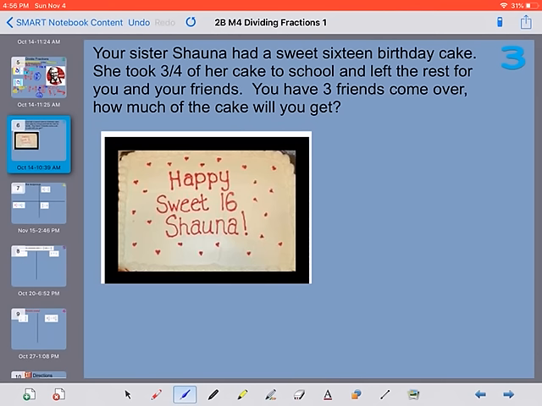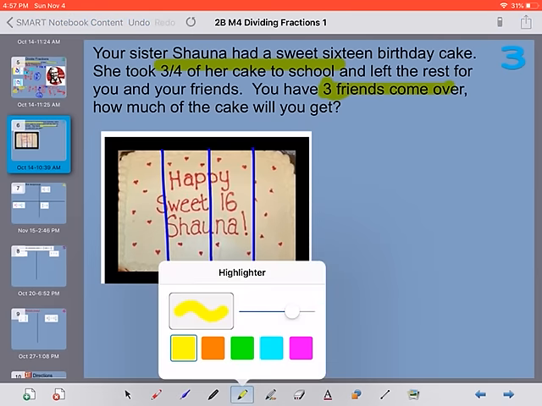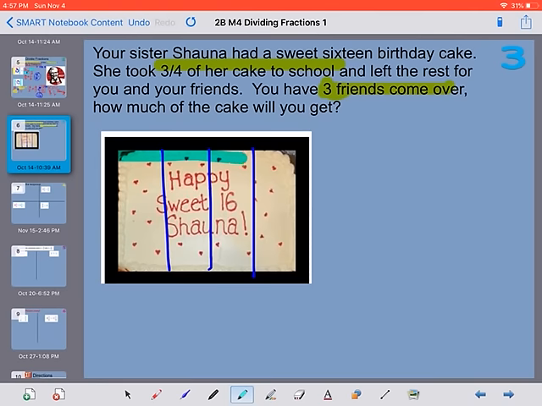Let's take a look at a word problem. It says, your sister Shauna had a sweet 16 birthday cake. She took 3/4 of her cake to school and left the rest for you and your friends. You have 3 friends come over. How much of the cake will you get? So first, 3/4 of the cake went to school. So I'm going to divide this into fourths. And 3 of those pieces, 3 of the 4, went to school. So this much of the cake was gone, and there was that much left over at home.